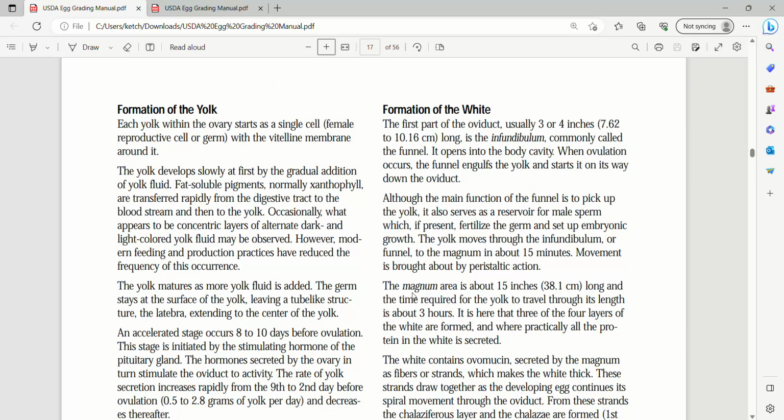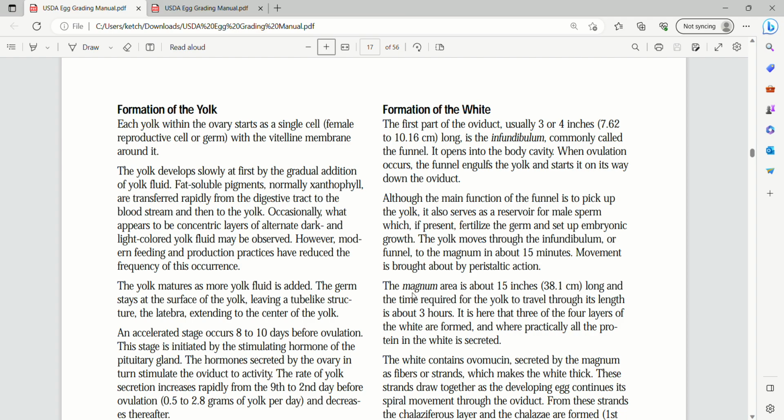Formation of the yolk. Each yolk within the ovary starts as a single cell, the female reproductive cell or germ, with a vitelline membrane around it. The yolk develops slowly at first, by the gradual addition of yolk fluid. Fat-soluble pigments, normally xanthophyll, are transferred rapidly from the digestive tract to the bloodstream and then to the yolk. Occasionally, what appears to be concentric layers of alternate dark and light-colored yolk fluid may be observed. However, modern feeding and production practices have reduced the frequency of this occurrence.